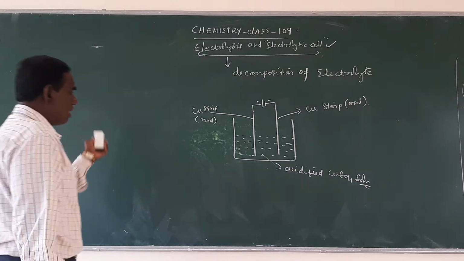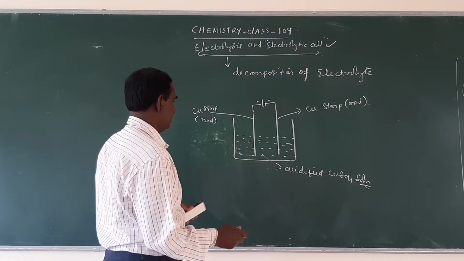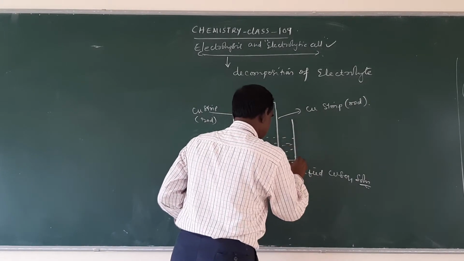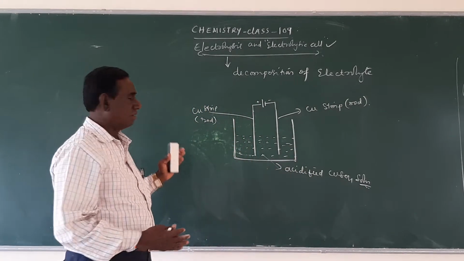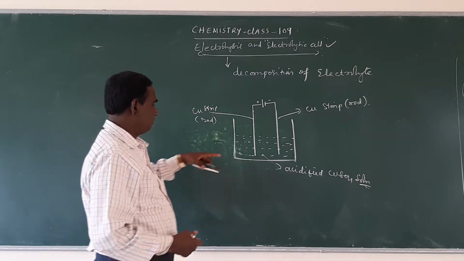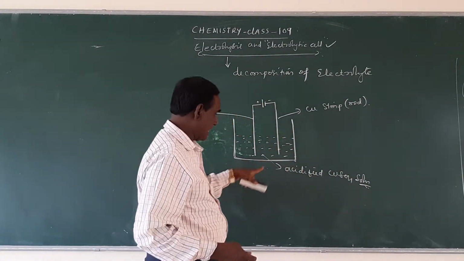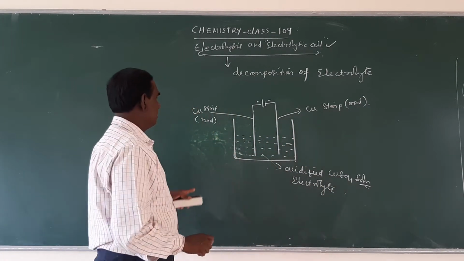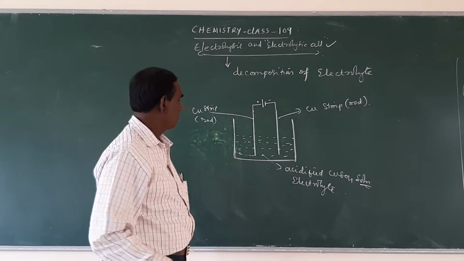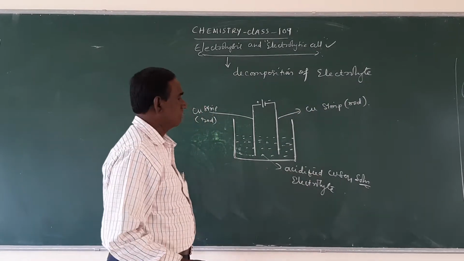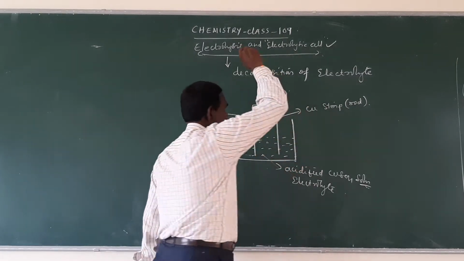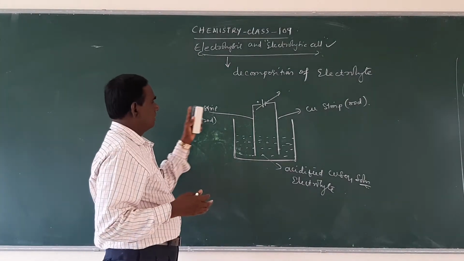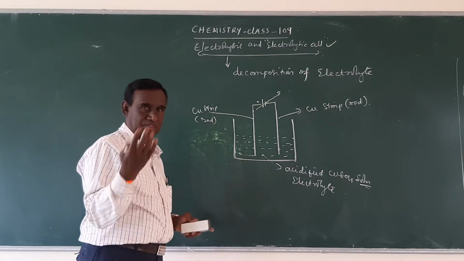So this is an experimental arrangement. This is one cell, a small cylindrical vessel or beaker, in which we are going to take acidified copper sulfate solution as the electrolyte. This is a copper strip, this is also a copper strip, and acidified copper sulfate acts as the electrolyte. On passing electric current, what happens? Electrolysis takes place.